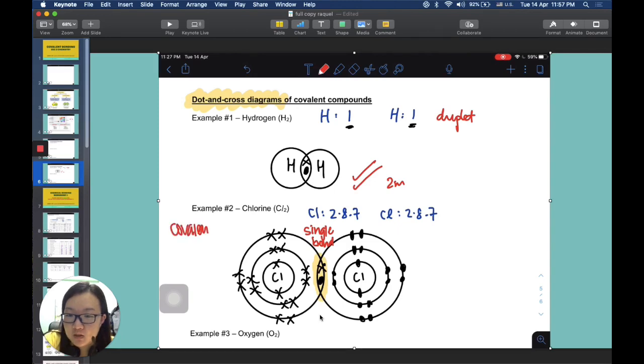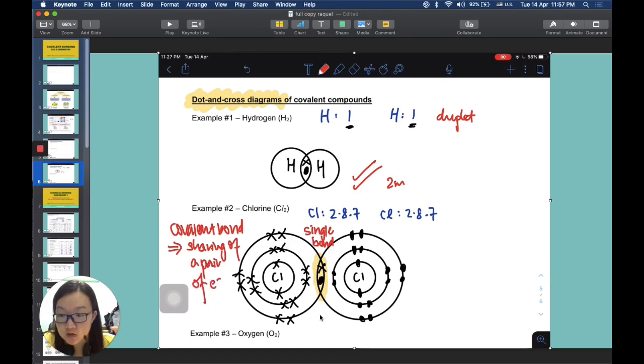A covalent bond, basically what it means is that it is the sharing of a pair of electrons. Pair means two, right? A pair of shoes, a pair of glasses. So pair means two. 1, 2. 2 electrons. So that's for chlorine. 2 marks.